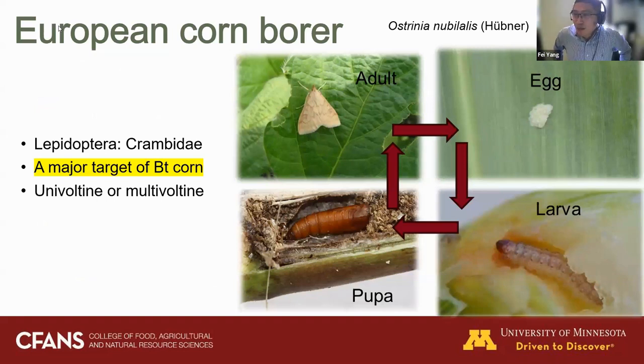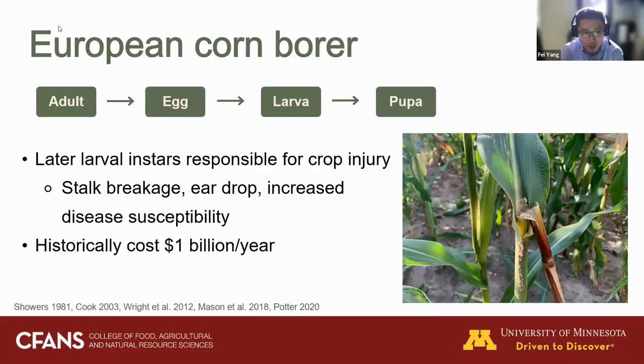And if I have time, I would like to go through another pest. It's an old pest, and we call it European corn borer, and it's a major target pest of Bt corn. And the larval stage is responsible for the crop damage. As you can see from this picture of the larvae, they cause stalk breakage.